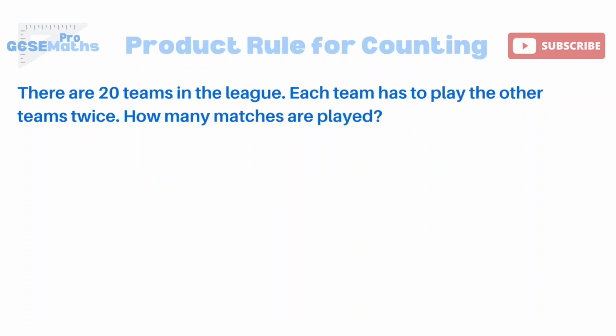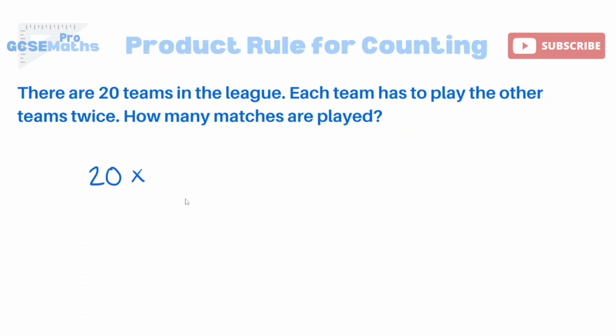So there are 20 teams in the league. Each team has to play the other teams twice. How many matches are therefore played? So if you think about it, when I'm first picking, let's say I was going to pick one of my first teams, well, how many do I have to choose from? 20. Times it by, how many other teams do I have to choose from?